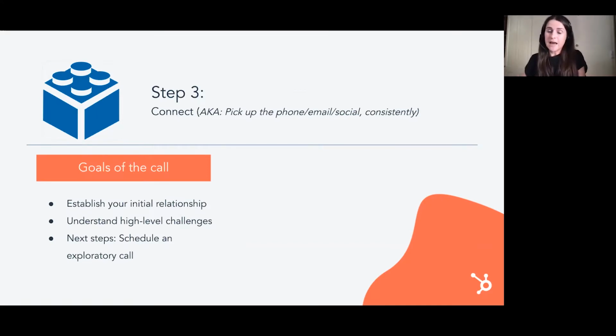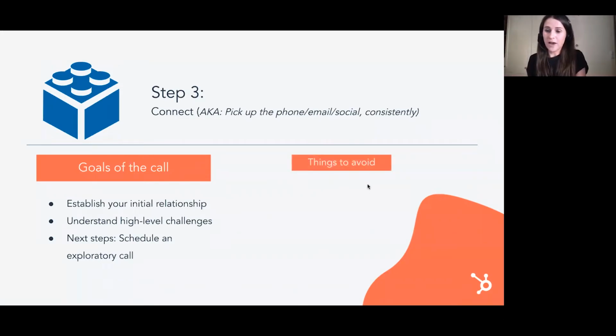And then the next step would hopefully be establishing some sort of next steps at the end. Maybe it isn't a fit and that disqualifies them as a lead, but if there is a fit, hopefully booking in an exploratory call on that connect call so that you have a next step.